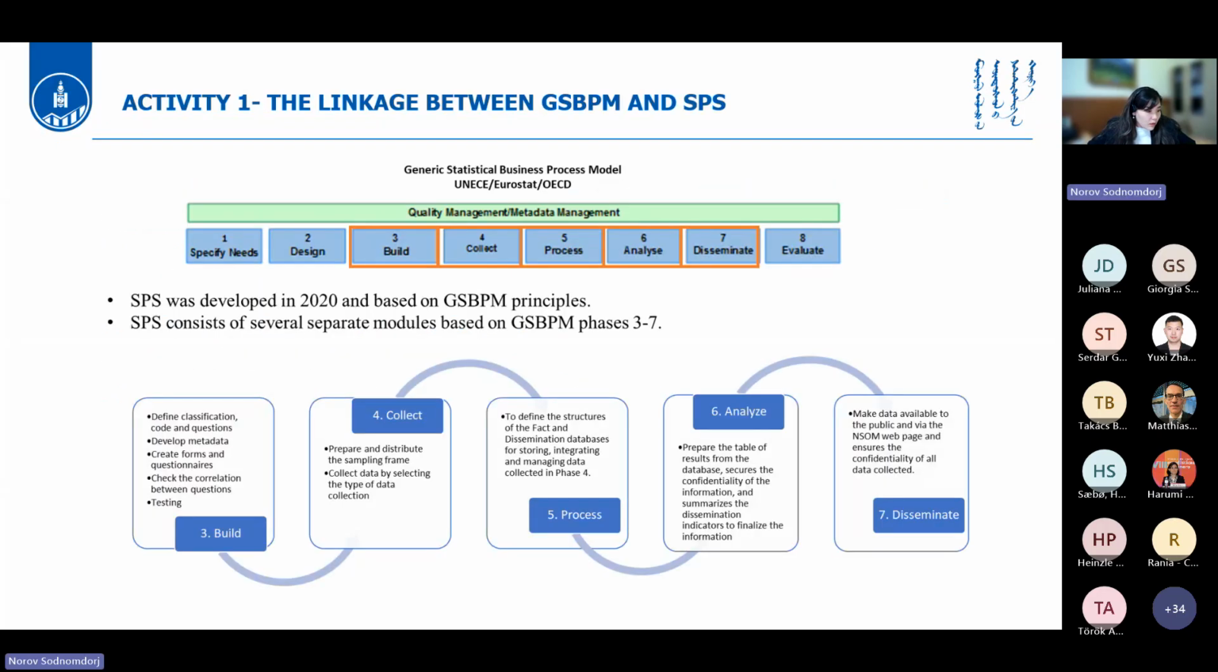Based on the above-mentioned manuals and guidelines, the statistical production system, or SBS, was developed and started operation in 2020. This system covers a total of 5 main phases of the GSBPM, from the build to the disseminate phase. As of today, we have input a total of 52 out of 57 statistical processes through this system. We used an outsourcing company for the development of the system. Now we are facing some challenges in maintaining the system and making system updates.